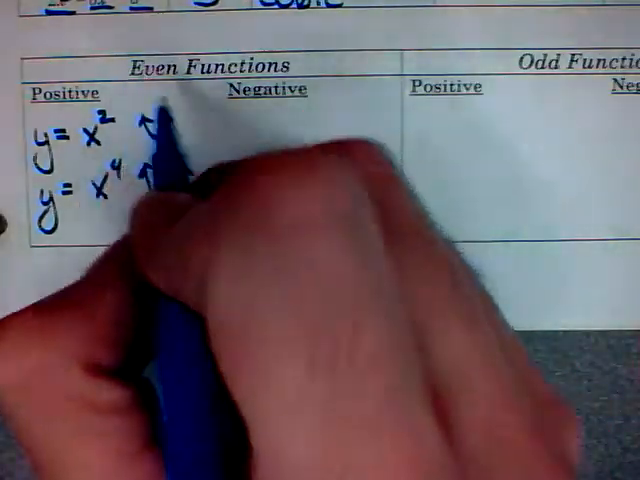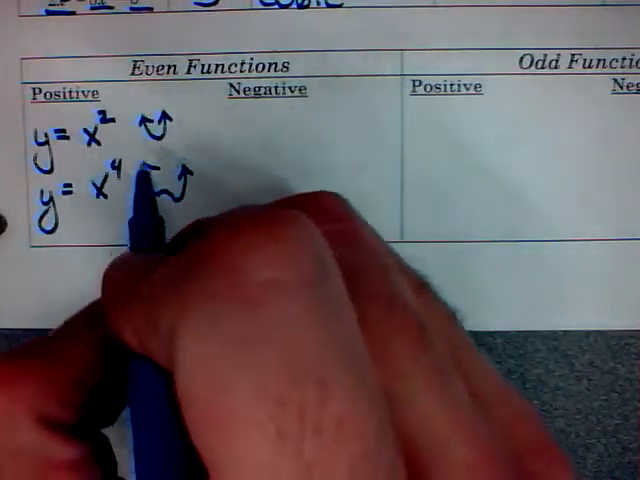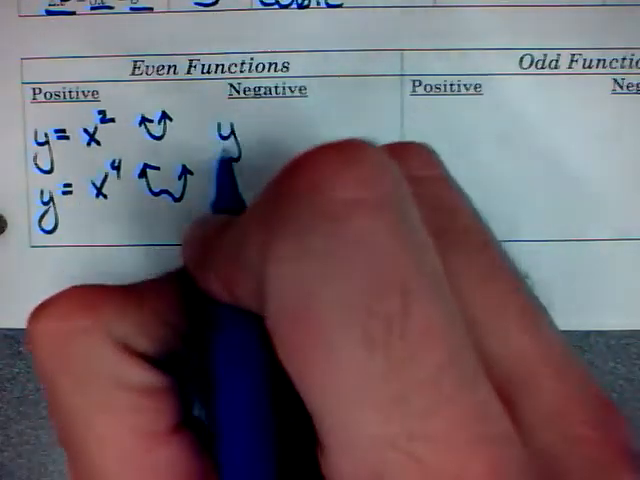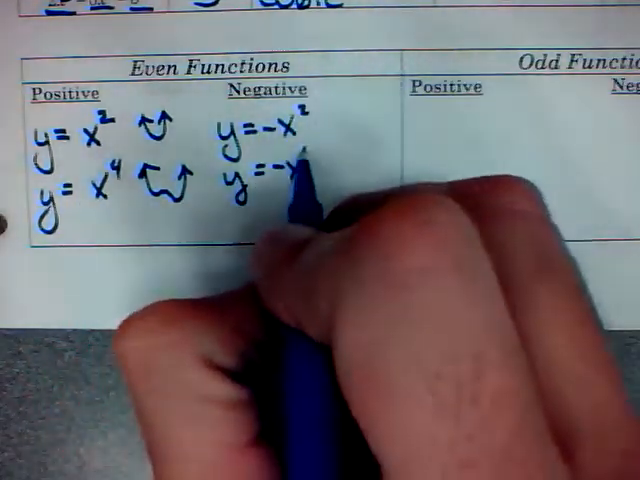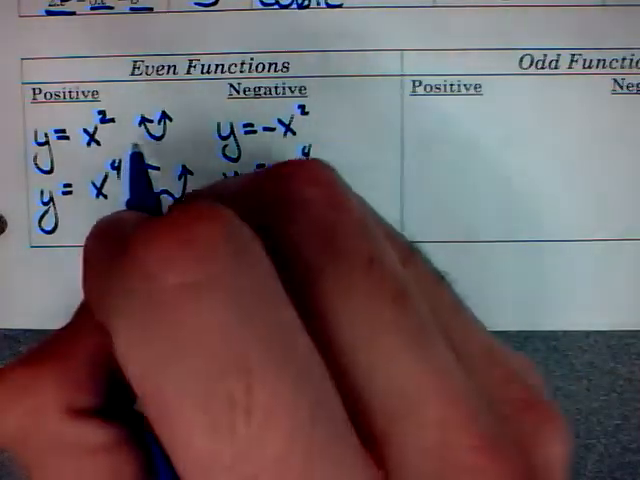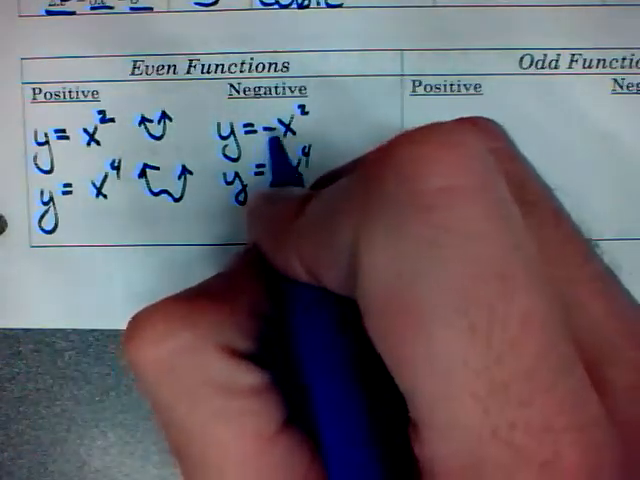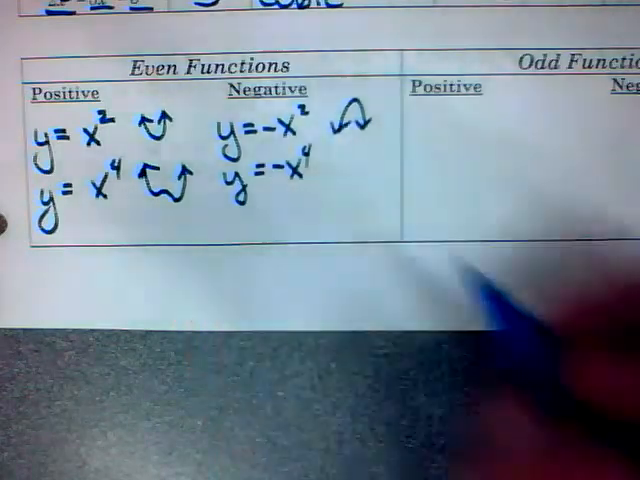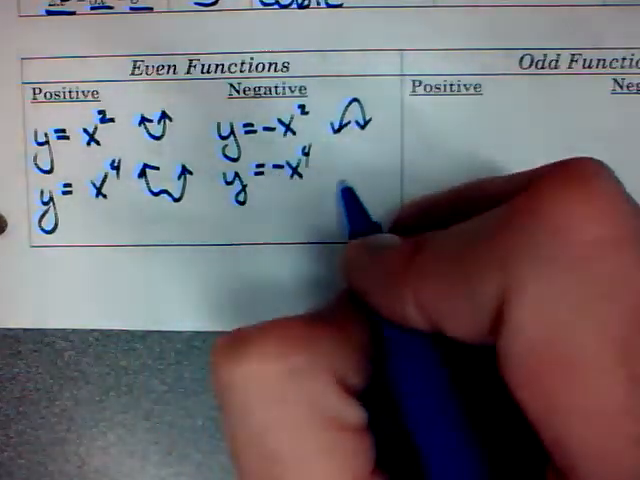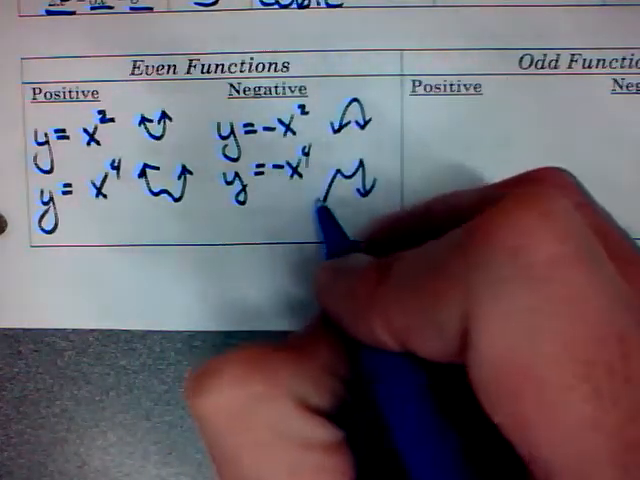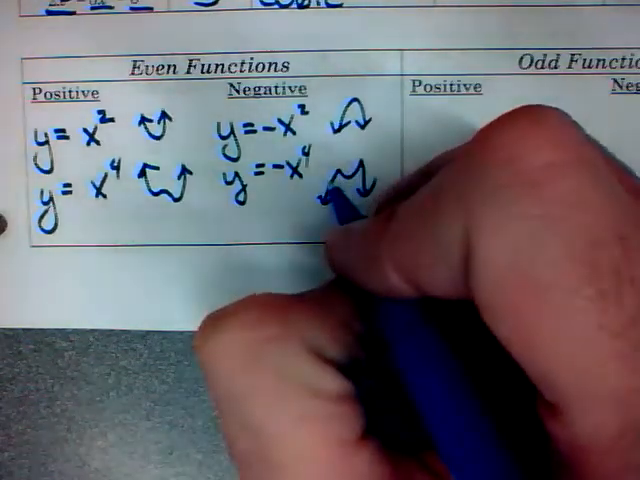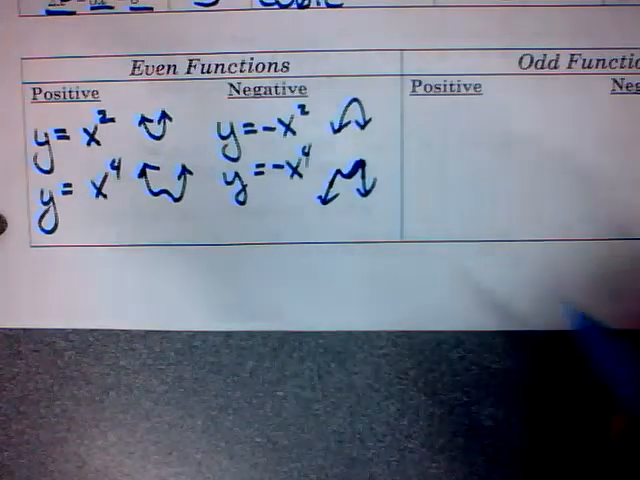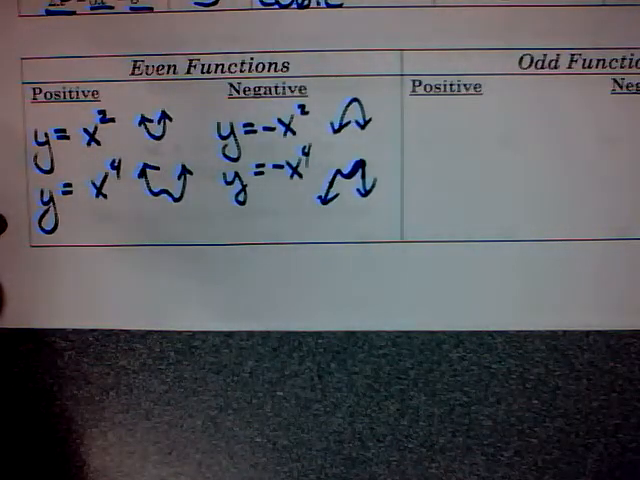Now, if the even function, again, even is the power here, if there was a negative in front of this, like y equals negative x squared and y equals negative x to the fourth, we know a parabola that's negative opens down. So the same thing would happen on a fourth degree. This would open down, but it would sort of zigzag a little bit. Not quite so dramatically, but it would have some sort of little wave in it.